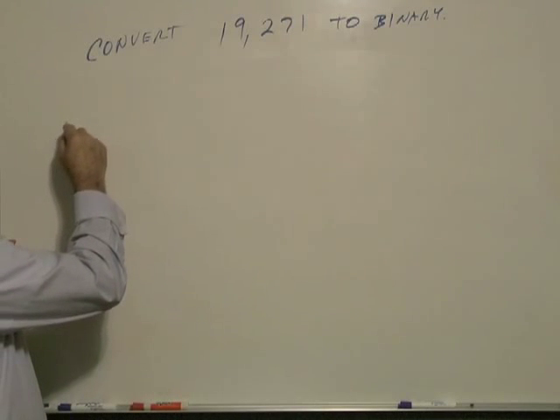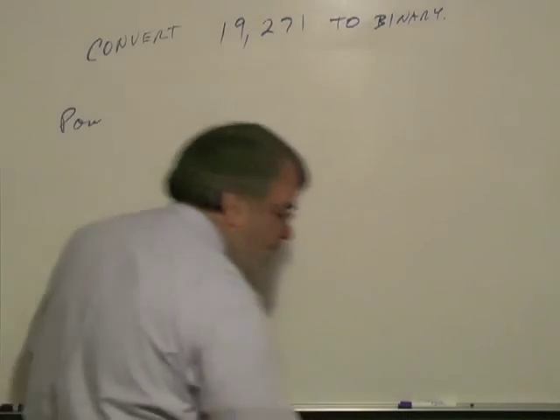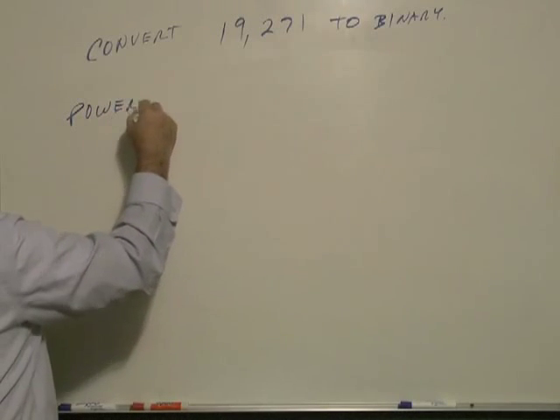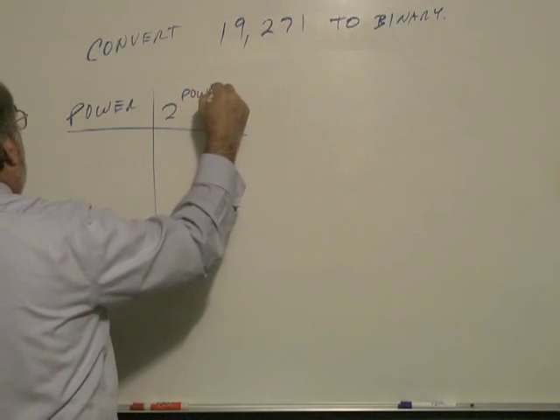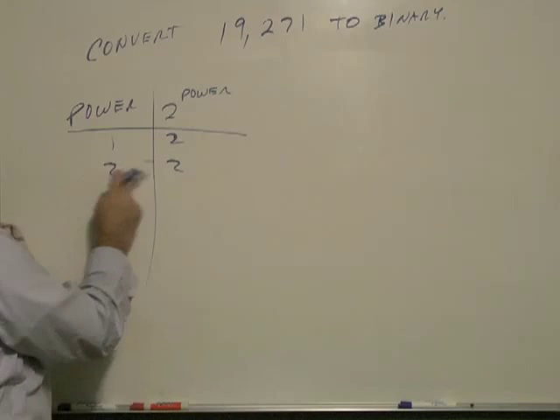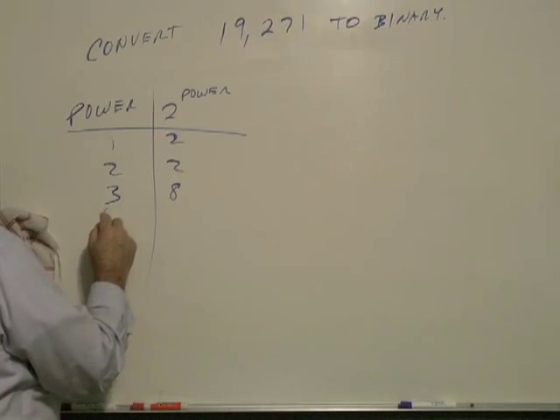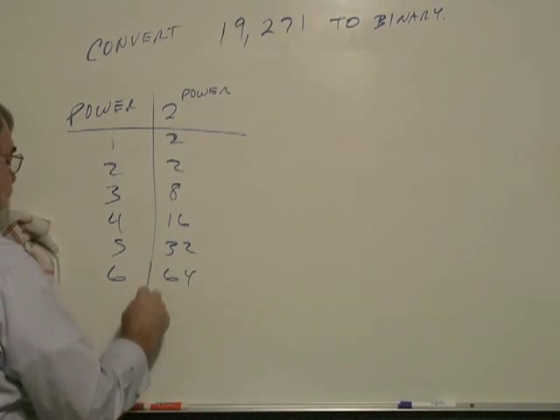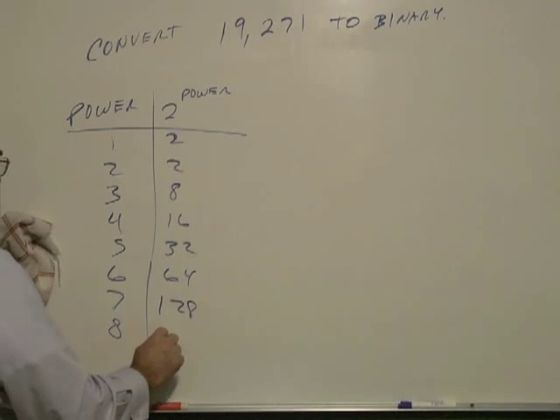We have, let me write a column here: power, and 2 to that power. So 2 to the first is 2, 2 squared is 4, 2 cubed is 8, 16, 32, 64, and I'm just going down the line here, powers of 2, so I can get everything out there.